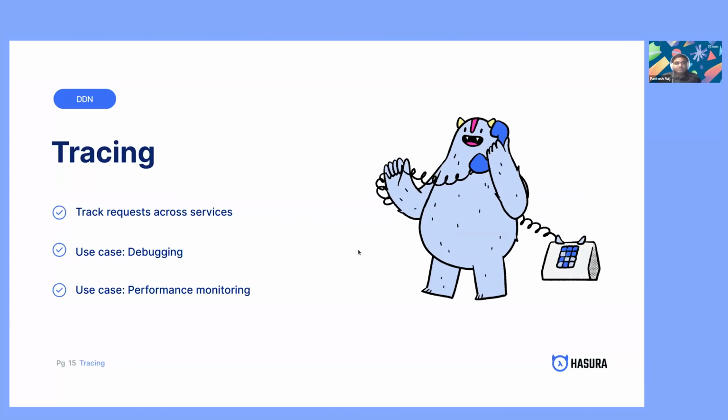Moving on to tracing. This is another very important feature which can be used for debugging and optimizing. So Julian, go ahead. Yeah, thanks, Paritosh.